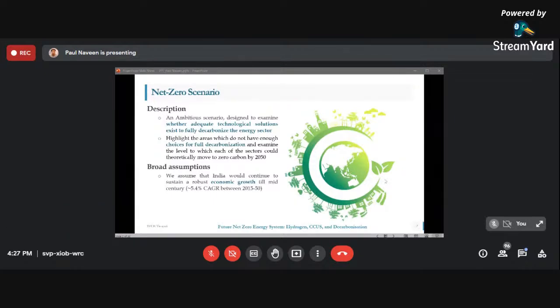Moving further through the slides, I will be sorting out what technologies are available and which technology is more helpful for our country to adopt, so that we can move towards this net zero effect.